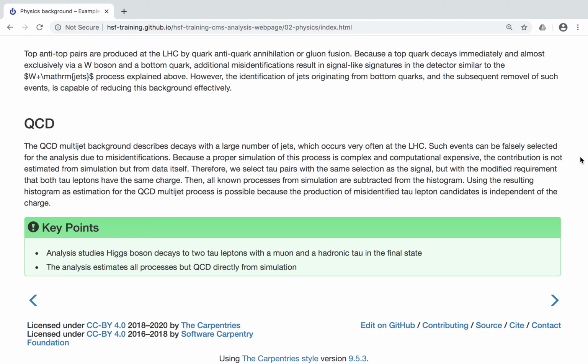And if we know that these taus have the same charge, we should get something roughly like the same contribution you would get with opposite-sign taus, but this time we know that there is no signal present. Now there still might be background present, but we know that there's no way this could have come from a Higgs boson. So if we take the data and we subtract off all of the background processes, this should give us an estimate of the remaining background, which is the QCD multijet background.